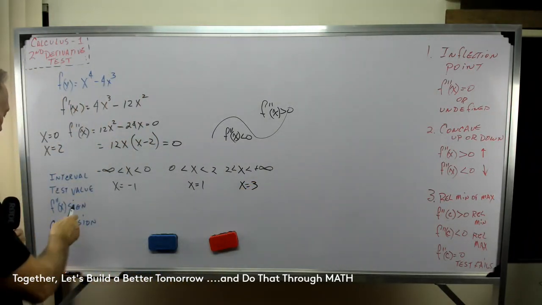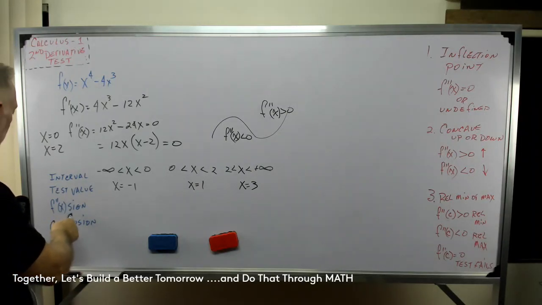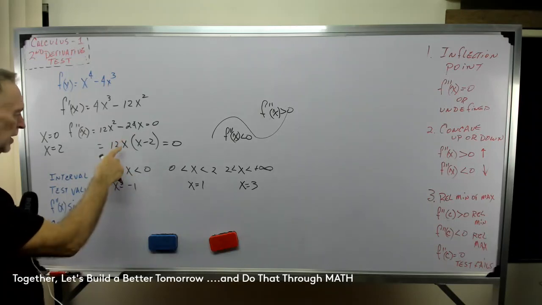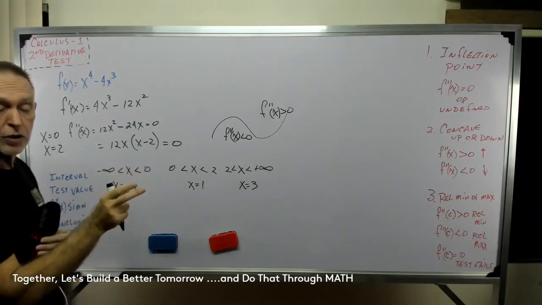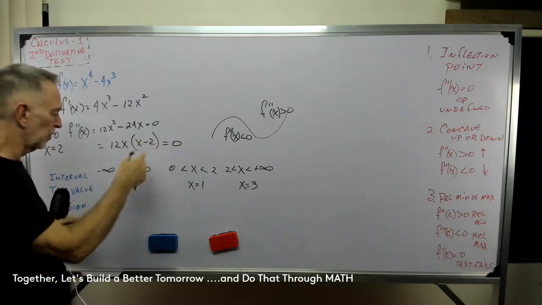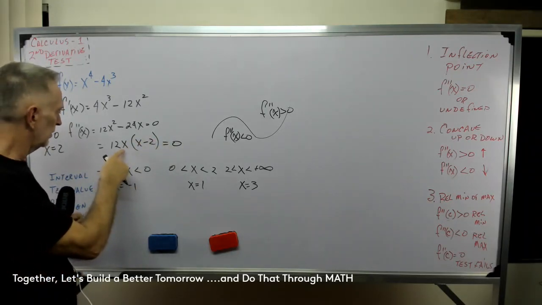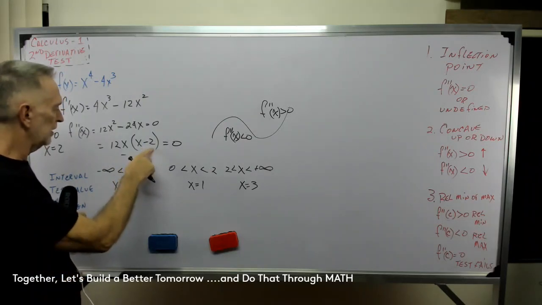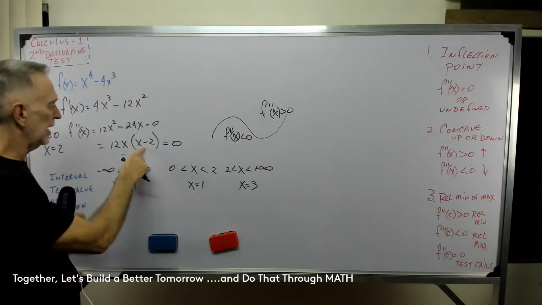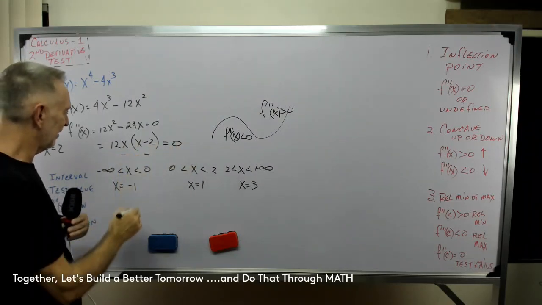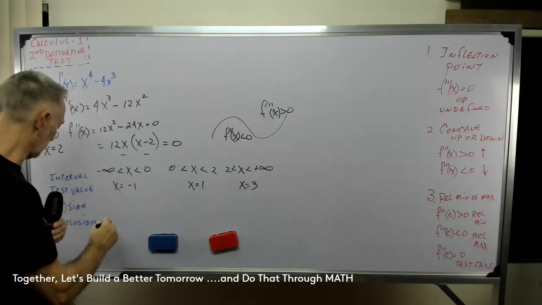All right. Now then, f double prime of x. So let's take the -1 and put it in here. And we're just looking for the sign. We're not really concerned about the actual number. So -1 times 12 gives me a negative. -1 minus 2, well, negative minus a positive plus a negative, it gives me a bigger negative. So negative times negative is a positive.